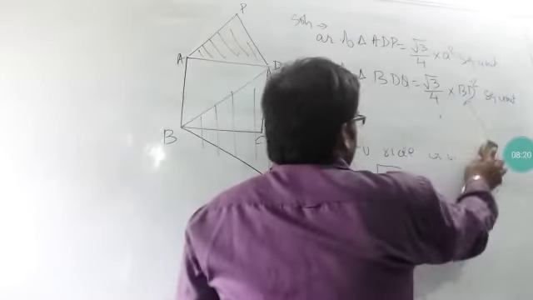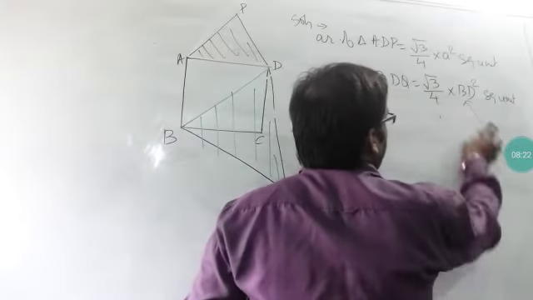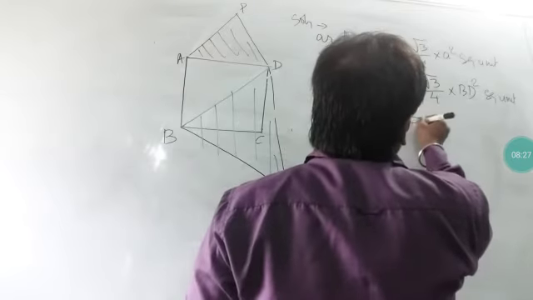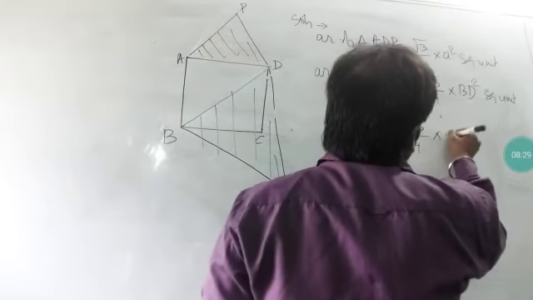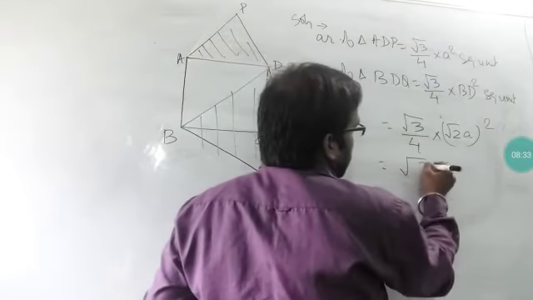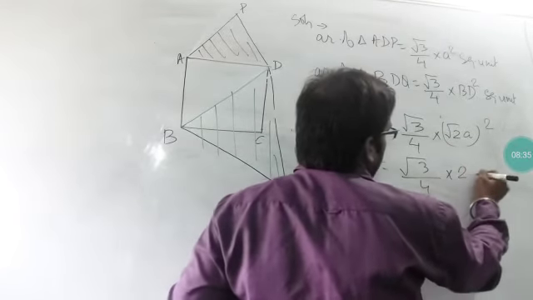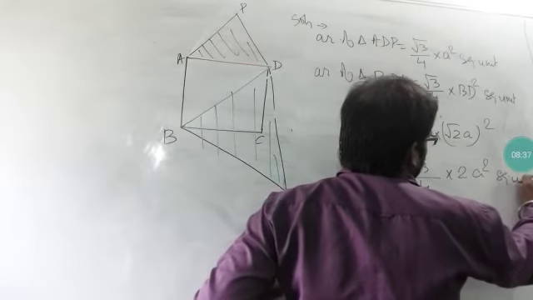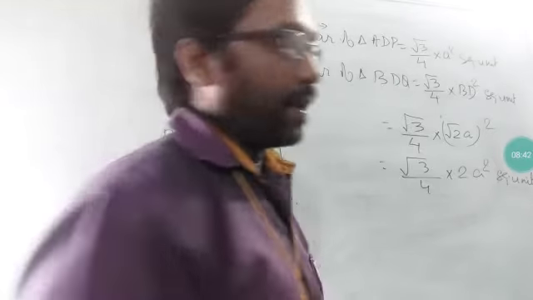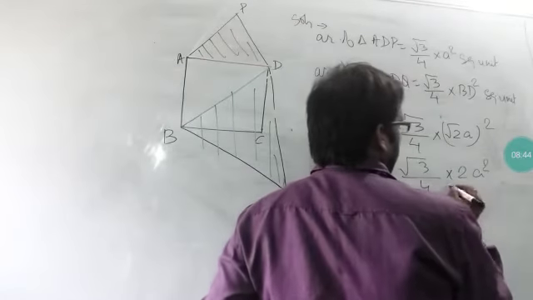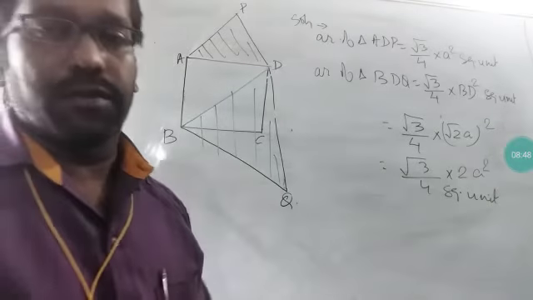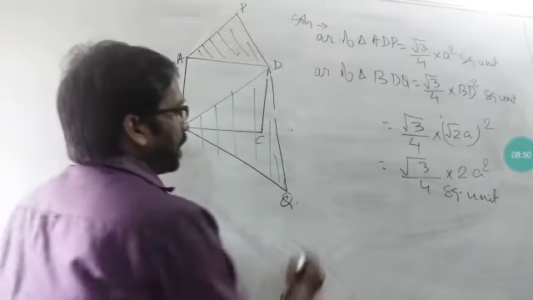So this BD will go in that formula. Okay, so area of triangle BDQ will become root 3 by 4 into root 2A whole square. Okay, so root 3 by 4 into 2A square. Now we have found area of triangle BDQ also. Now we just have to find the ratio of these two triangles, and we have to prove it is 1 by 2.